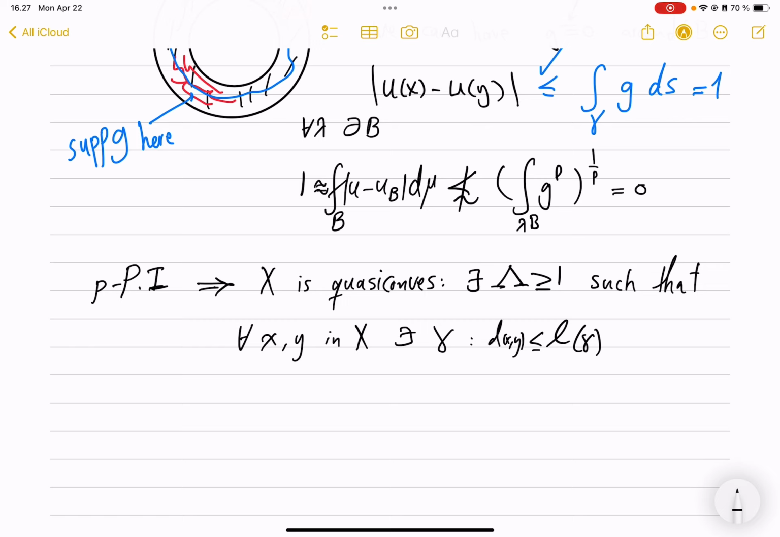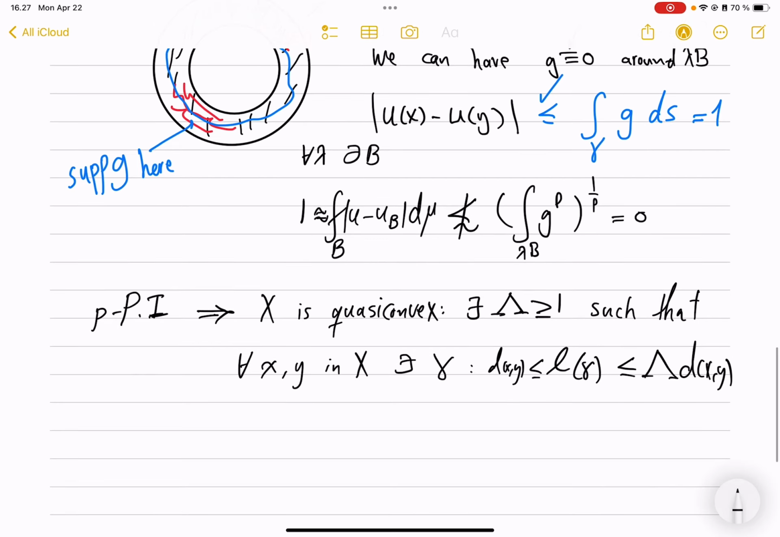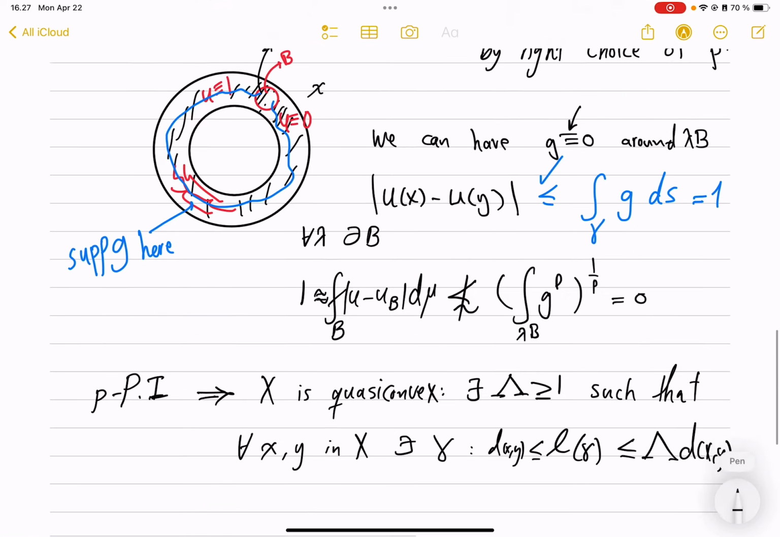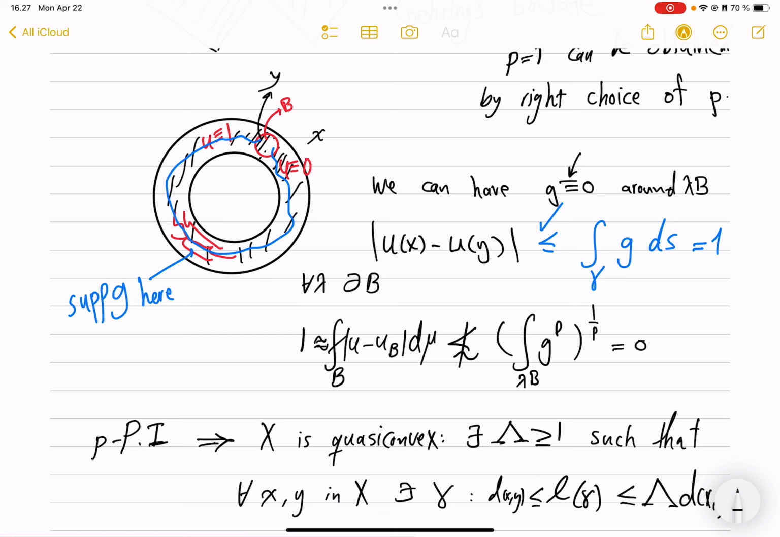Definitely its length is bigger than that, but not much more. So up to this universal constant, you can always find a path. So the distance is almost geodesic. That's why it's called quasi-convex. Convex would give you, in at least the Euclidean setting, a straight line, which is geodesic. This example here has failed that.